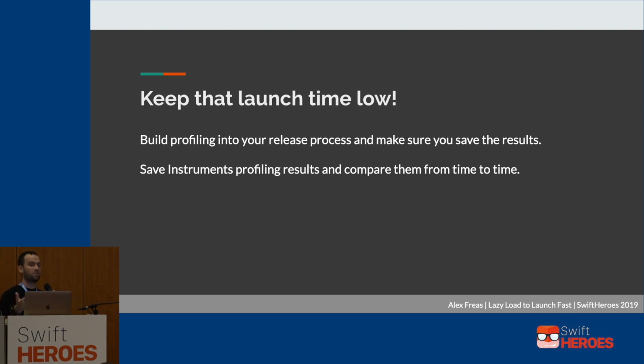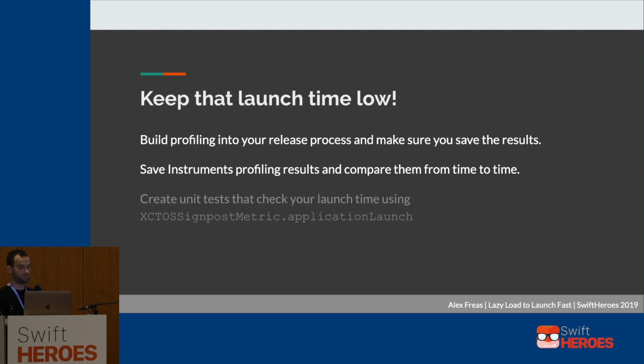And then you want to save these because you want to compare them from time to time. If you can save the entire Instruments trace, then you can go back and see, okay, it looks like we're having problems with this framework now on launch time. Was that a problem always, or is this new? And then you can say definitively, it wasn't a problem before, now it's a problem.